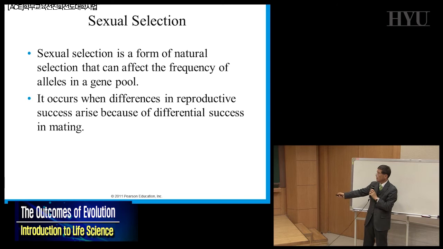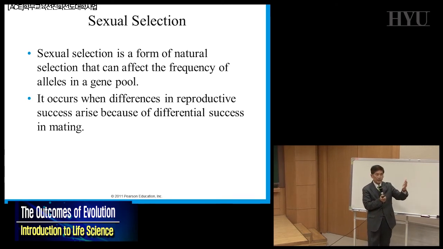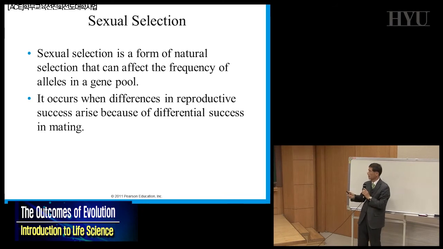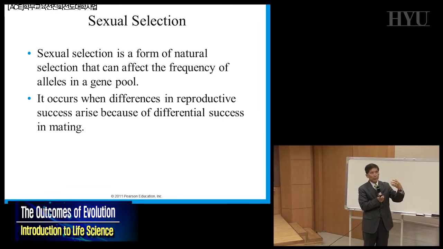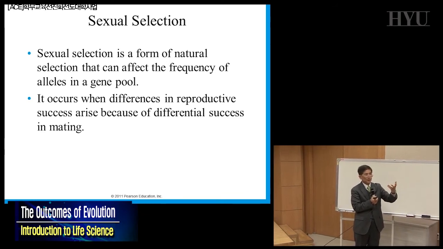Sexual selection is a form of natural selection, which is the next one, but it's a form of natural selection that can affect the frequency of alleles in the gene pool. What do you mean? If you marry and have more children, you are contributing more alleles to the population, right?